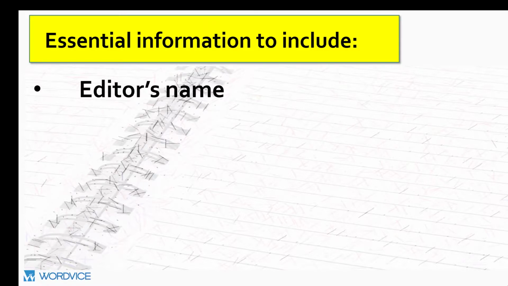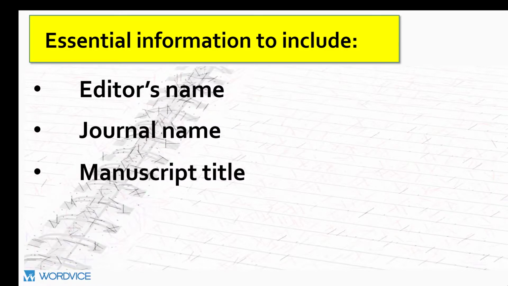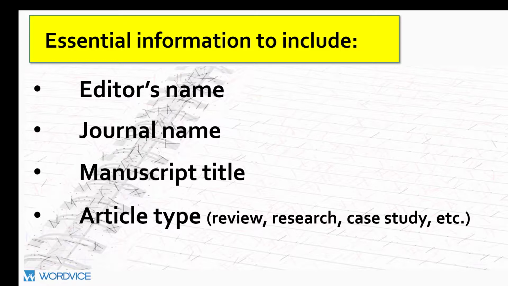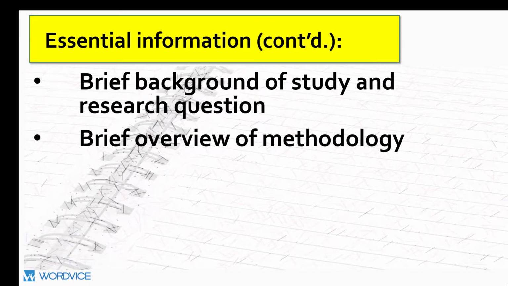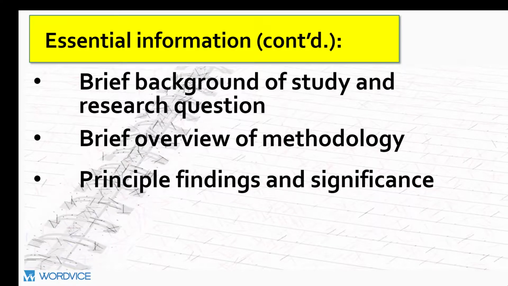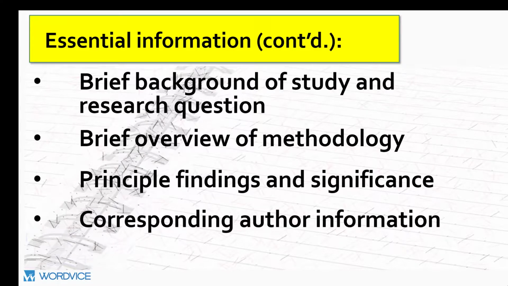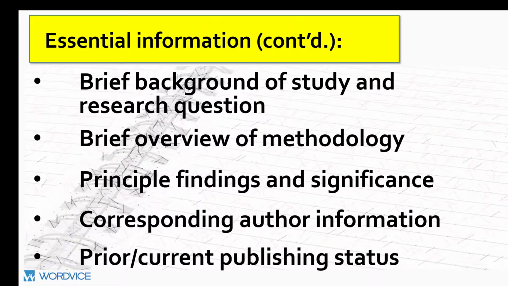Editor's name when known, the name of the journal to which you are submitting, the title of your manuscript, article type, whether it's review, research, case study, etc., the submission date, which is usually the same day as your cover letter is sent, a brief background of study and research question, a brief overview of methodology that you used in the study, principal findings and significance to the scientific community, that is, how your research advances our understanding of a concept, corresponding information about other authors involved in the study, and prior and current publishing status of your paper.